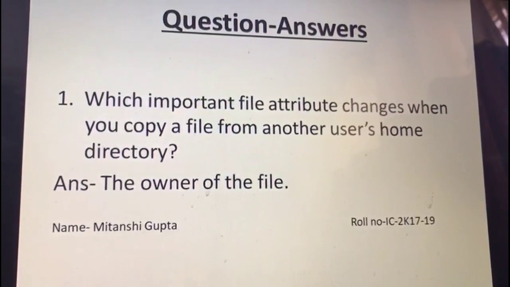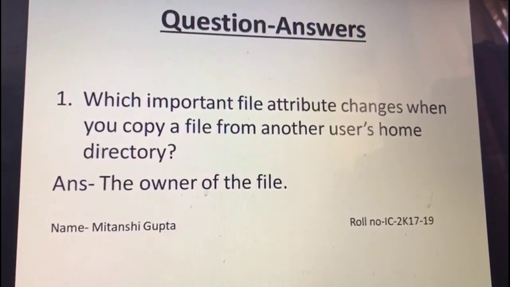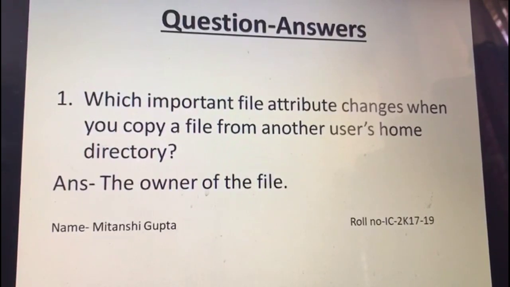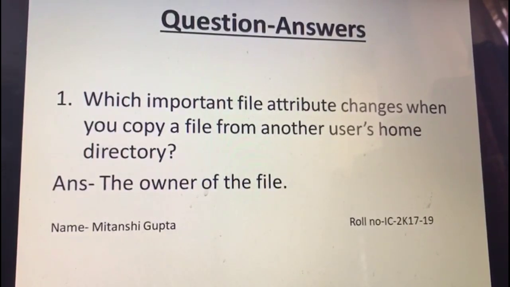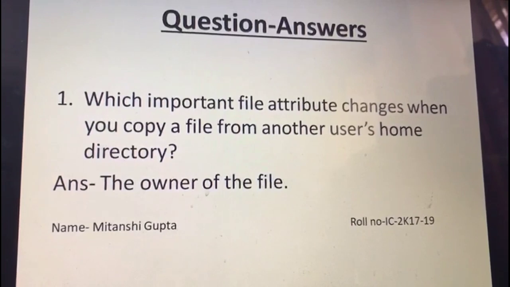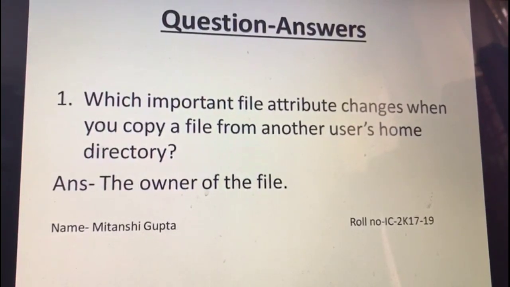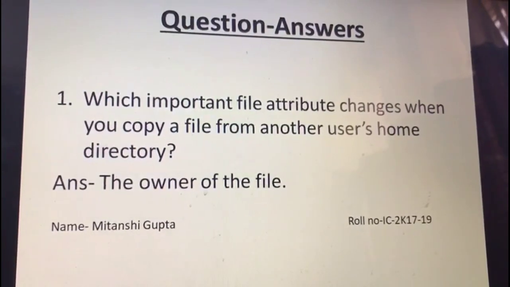The first question is, which important file attribute changes when you copy a file from another user's home directory? So it must be the owner of the file that changes when you copy a file from another user's home directory. So here the answer is the owner of the file.